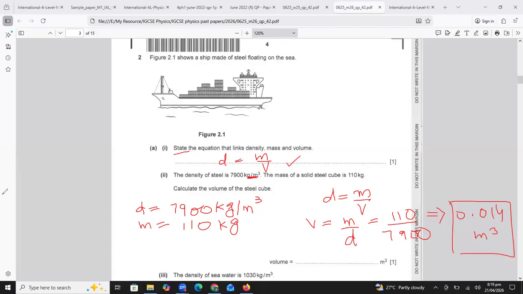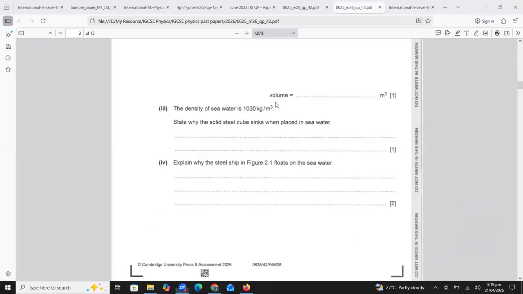All right. Now I'm going to clear the screen and I'm moving towards the next part. In the next part, they are saying the density of the sea water is 1030 kg per meter cube. All right. So this is the density of sea water. Now they are saying, state why the steel cube sinks when placed in sea water.